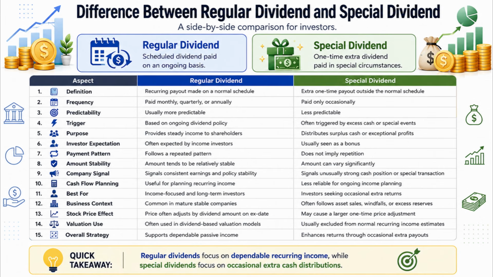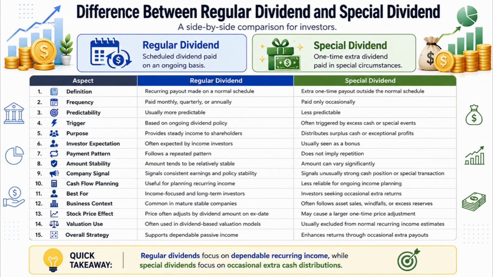Number 6. Regular dividend is often expected by income investors, whereas special dividend is usually seen as a bonus. Number 7. Regular dividend follows a repeated payment pattern, whereas special dividend does not imply repetition. Number 8. Regular dividend amount tends to be relatively stable, whereas special dividend amount can vary significantly. Number 9. Regular dividend signals consistent earnings and policy stability, whereas special dividend signals an unusually strong cash position or a special transaction.